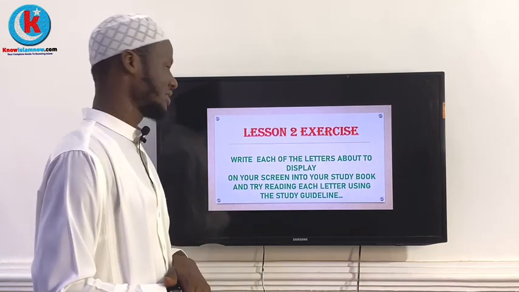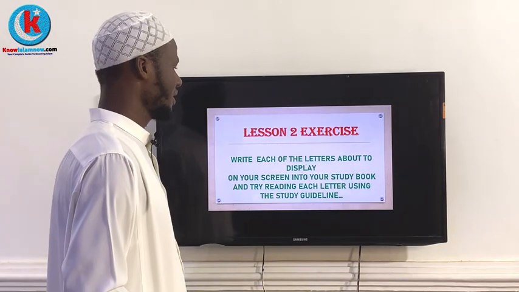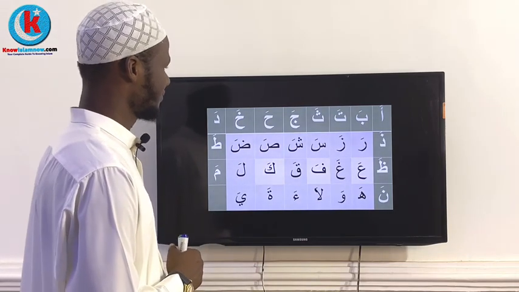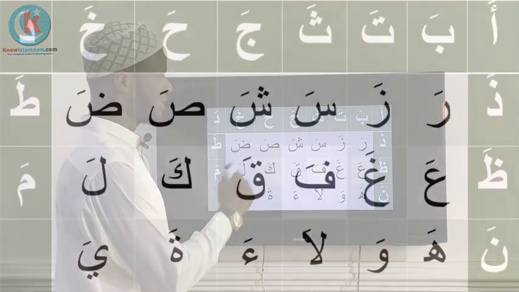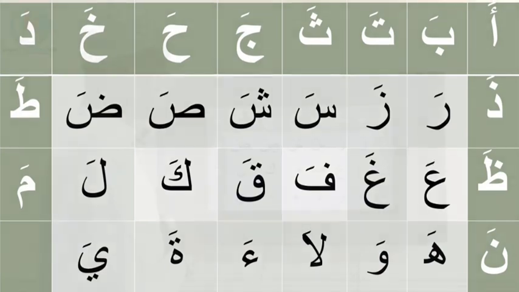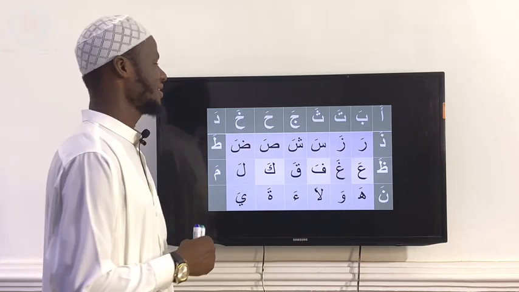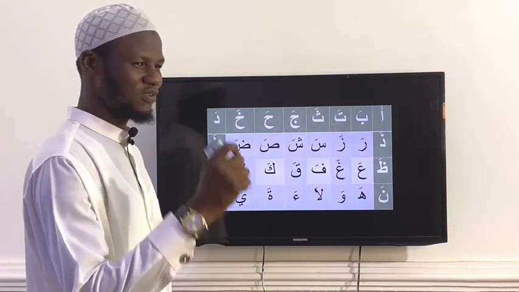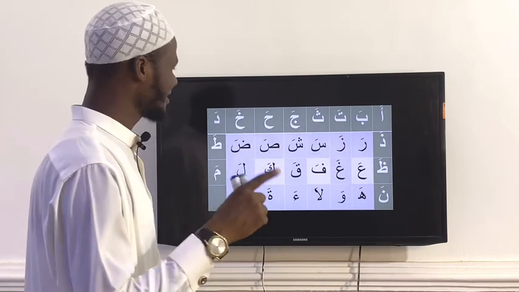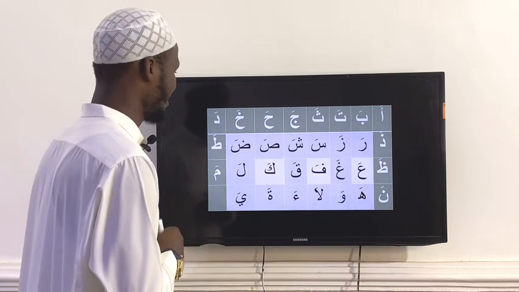Now it is the time to use the study book. You are supposed to write the letters that are about to display into your study book. Now these are the letters. Write them as they have appeared into your study book. You draw the table nicely, and then you fill in the table with the letters as they have appeared. Remember, in this course, you are not only learning how to read the Quran, but you are equally learning how to write the words of the Quran. Just like you can write any other language that you have studied, we want you to also be able to write the Arabic language, inshallah.